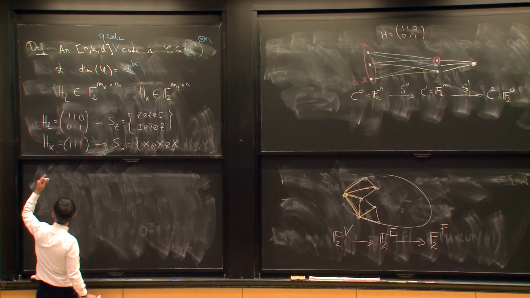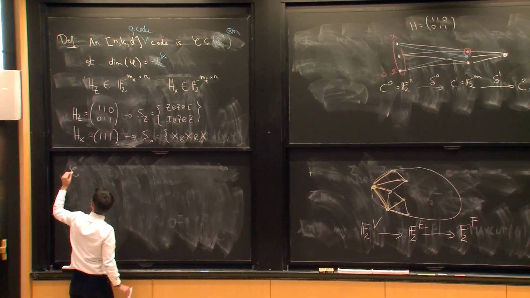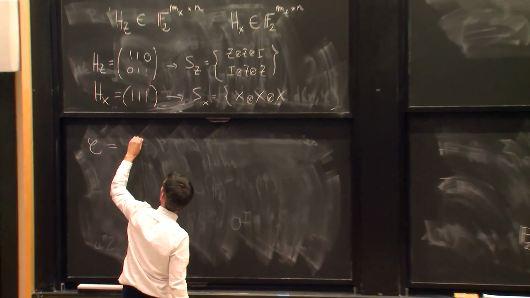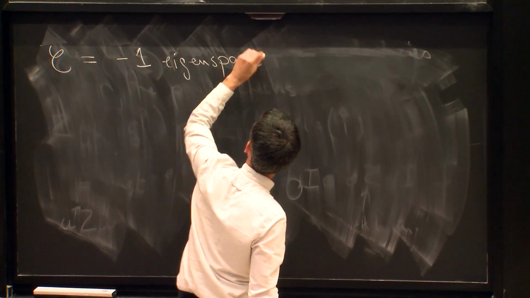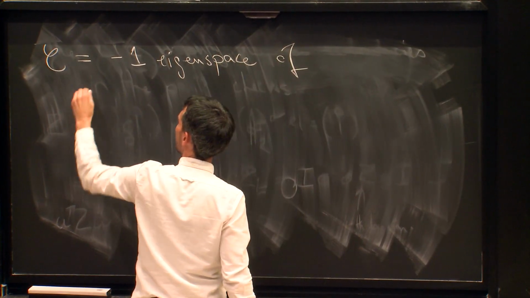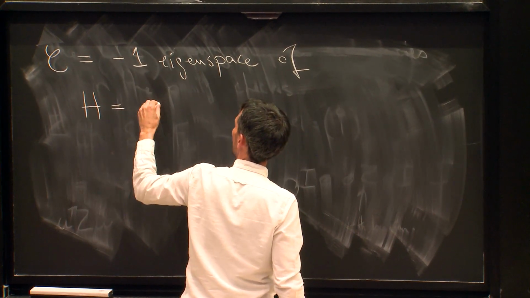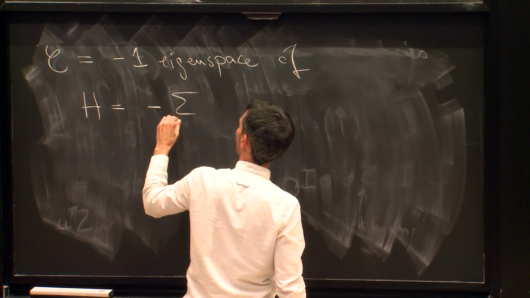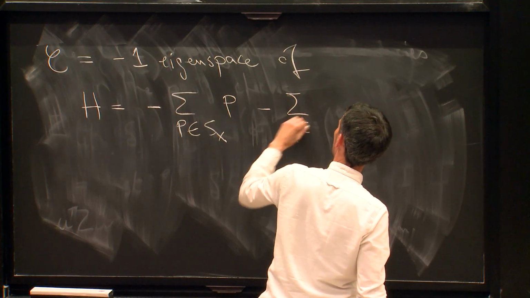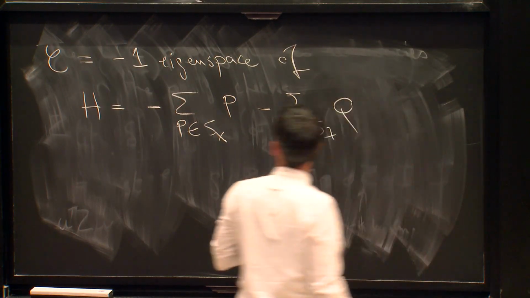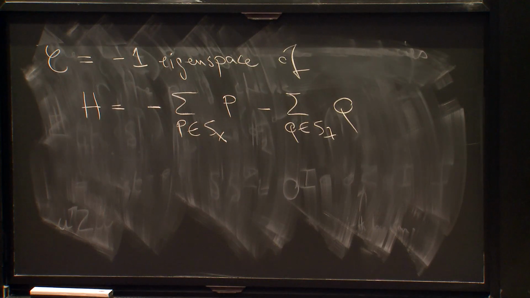So I will define C, because this is where we're going to see a Hamiltonian. C, my quantum code, is equal to the -1 eigenspace of the following Hamiltonian, H, equal to minus, I have a lot of minuses, but minus the sum over P in SX of P minus the sum for Q in SZ of Q. All right?